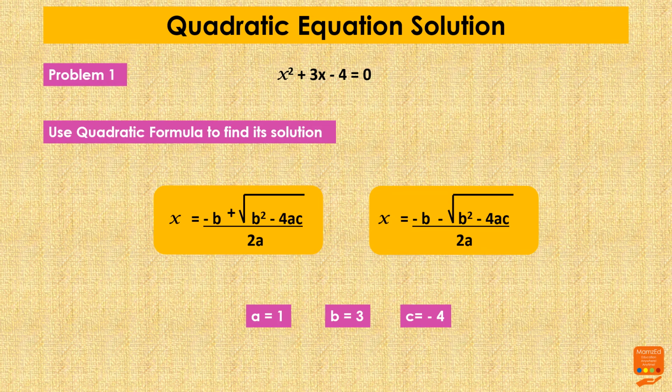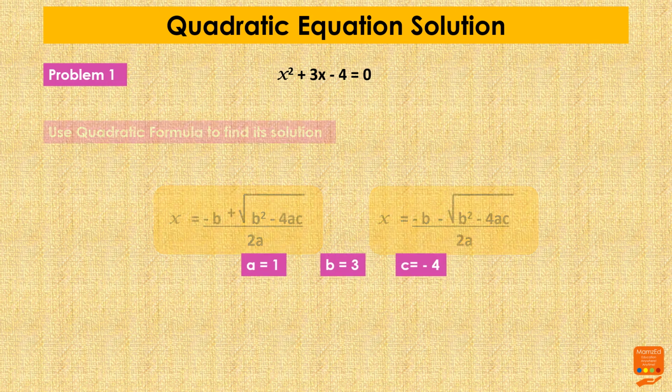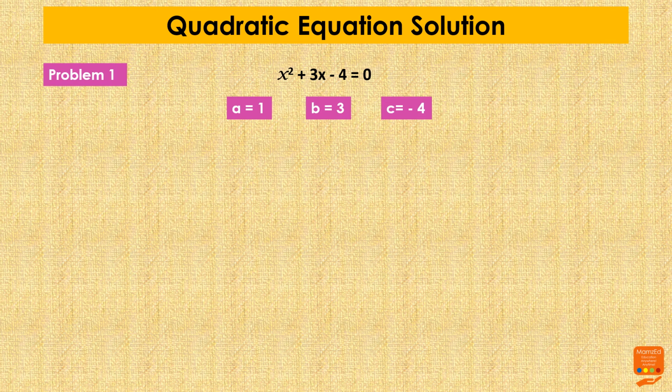And why c is equal to minus 4? Because there's a negative sign before 4. If there was a positive sign before 4, c would have been 4. So now that we know the values of a, b, and c, we will plug in the values in the quadratic formula to find the value of x. First we will look at x is equal to minus b plus square root of b squared minus 4ac over 2a.